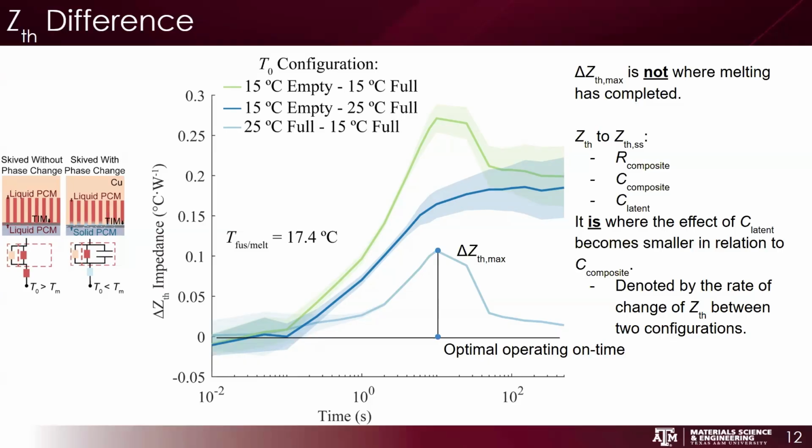And if you have another question on that, I have more backup slides that we can talk about for that. So yeah, it would be the rate of change difference between the thermal impedance rises, so this would be the optimal operating on time of the system. You have the maximum thermal buffering at this specific on time.